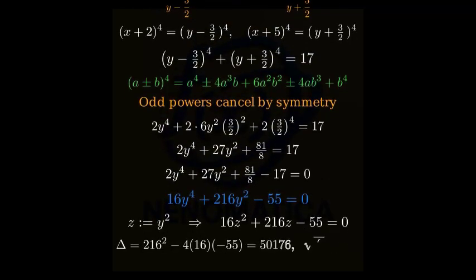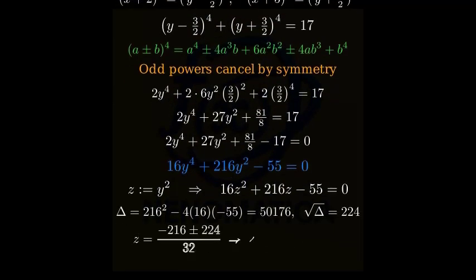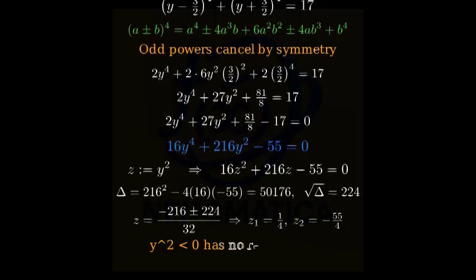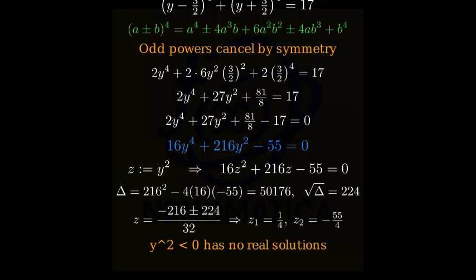Compute the discriminant. 216 squared plus 4 times 16 times 55 equals 50,176. The square root is 224. So z = (-216 ± 224)/32. That gives z1 = 1/4 and z2 = -55/4. We discard the negative value for real numbers since y squared cannot be negative.